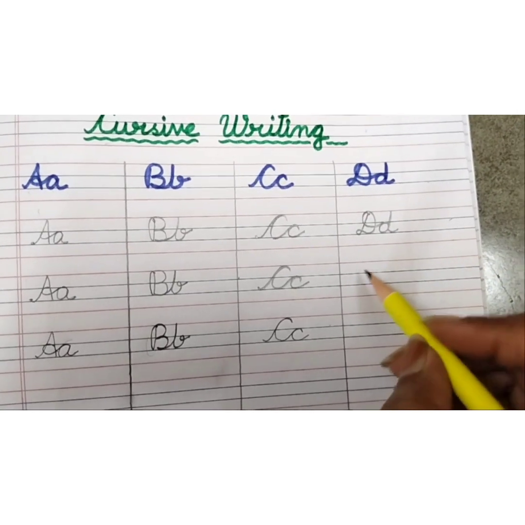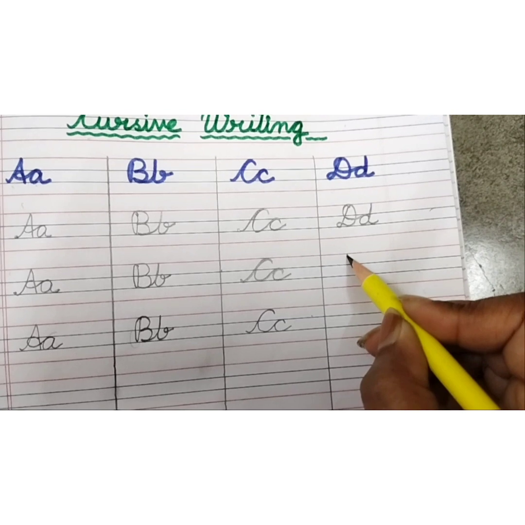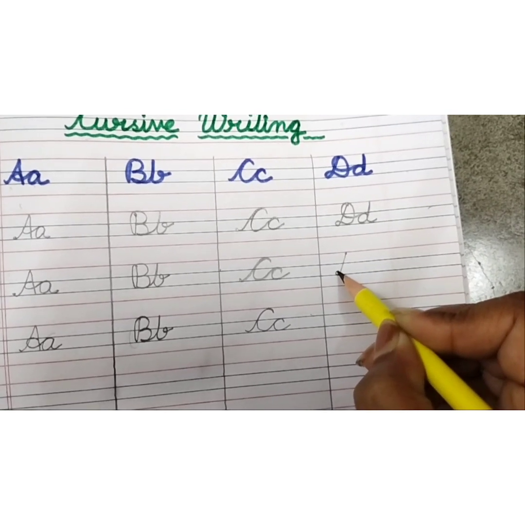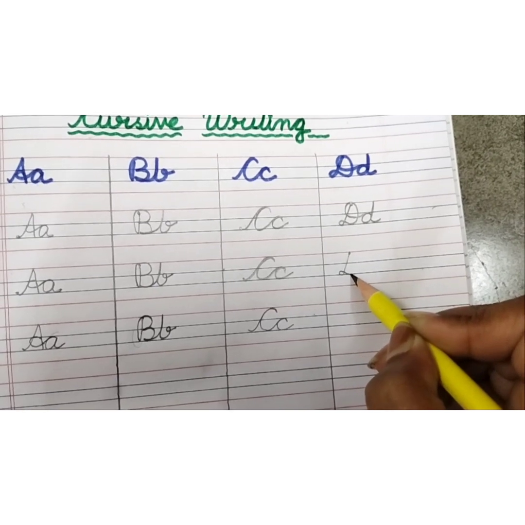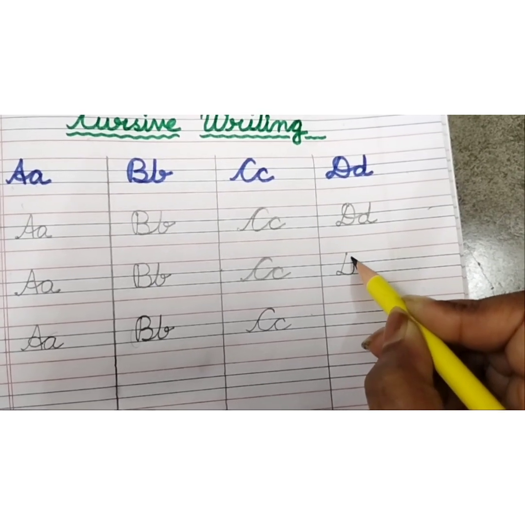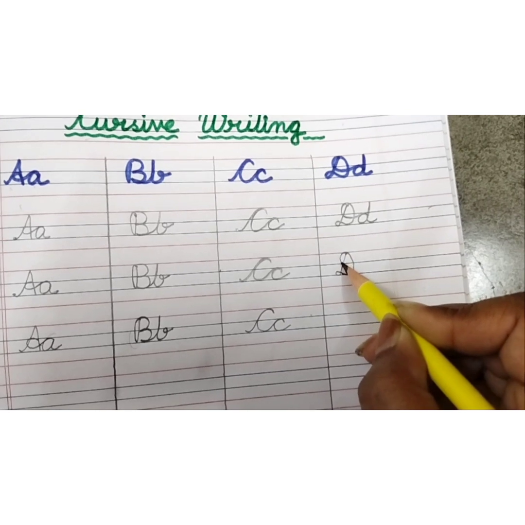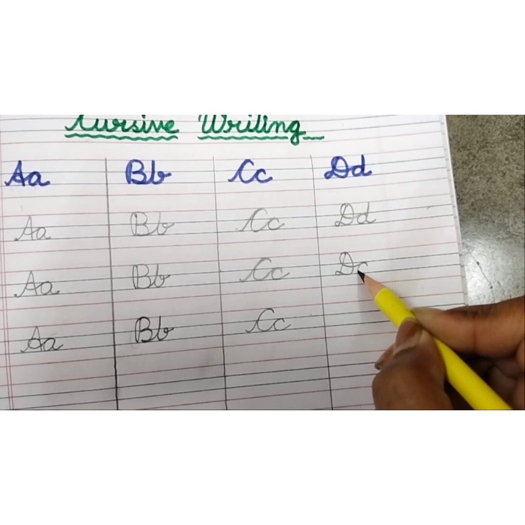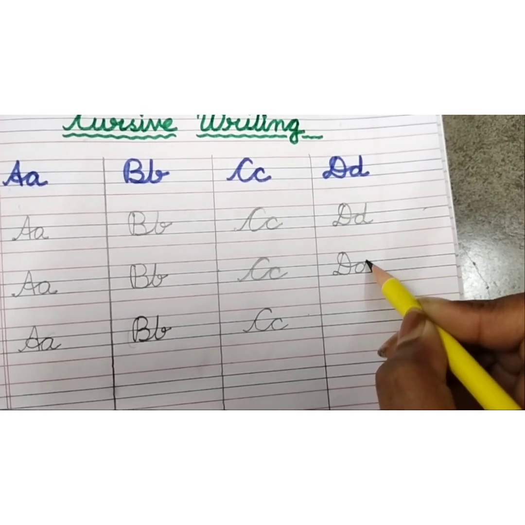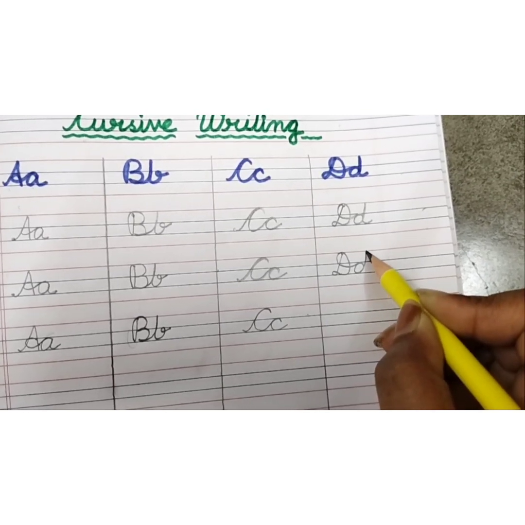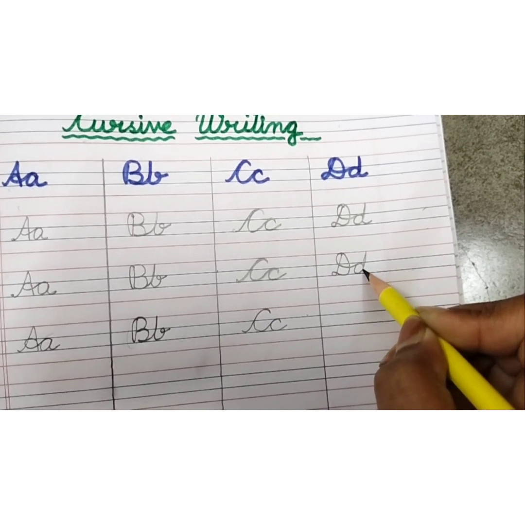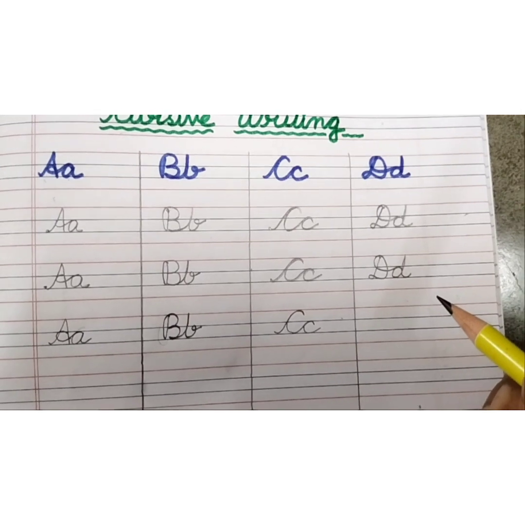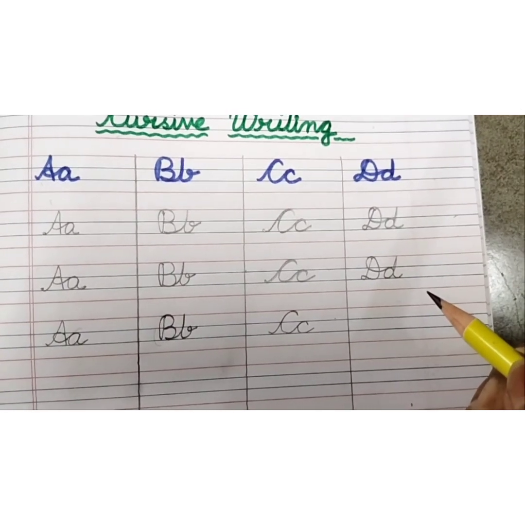Again, all of you, please follow me. From this red line, we will come down to the third line. Then again, we will go up to the red line. We will make a curve. Then in this second line and in this third line, we will make a circle. Then again we will go up and again we will come down. In this way we will write D. Hope you have understood how to write D.